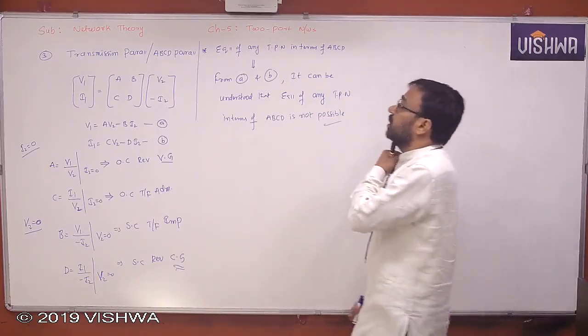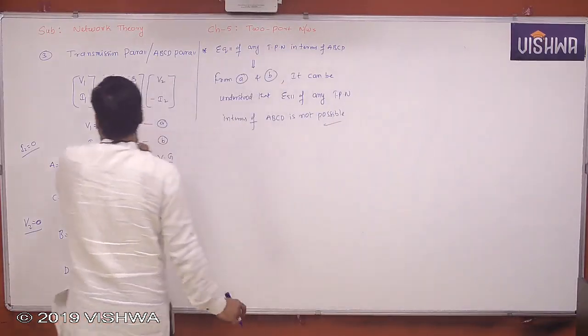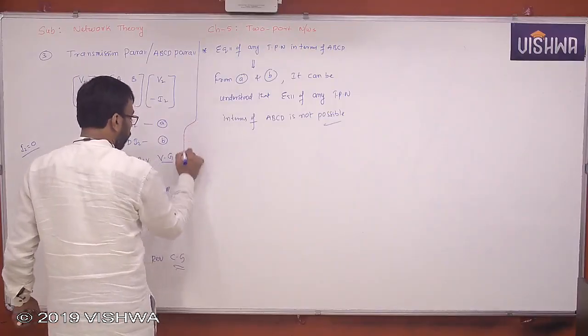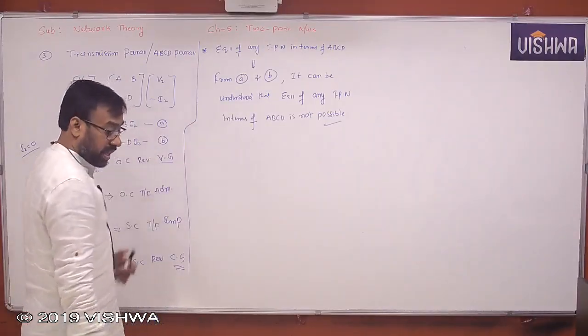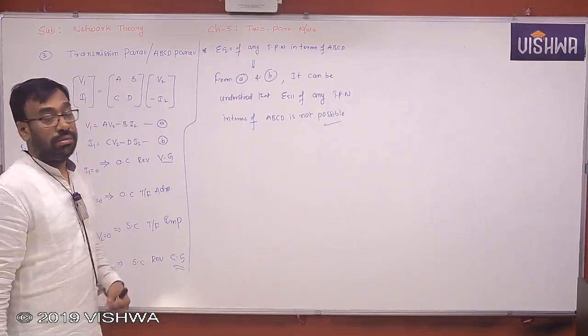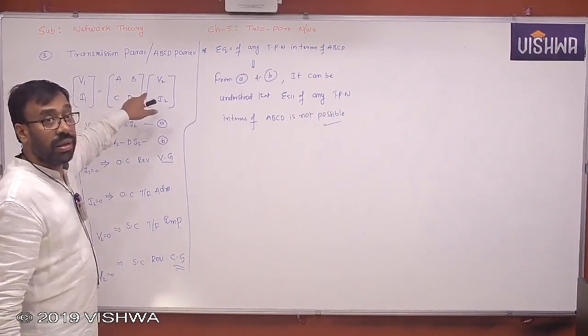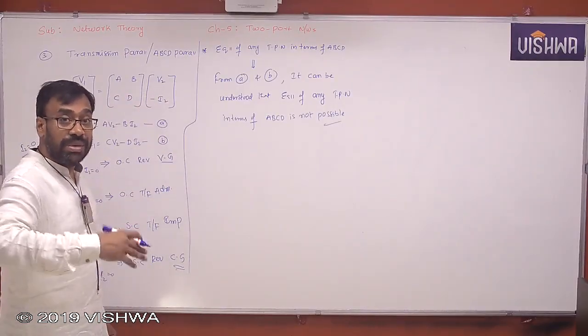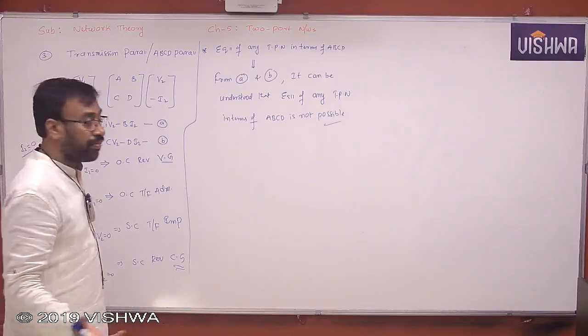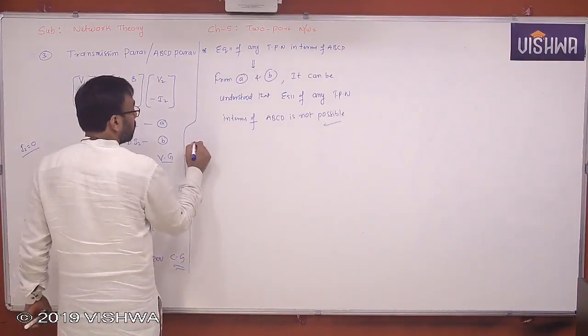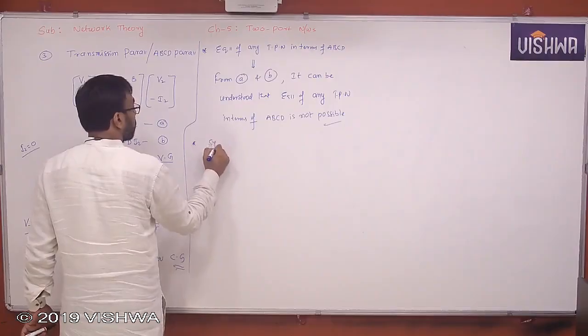Now, what about condition for symmetry and reciprocity? You know the condition for symmetry and reciprocity in terms of Z parameters, but you want now in terms of ABCD. That means you have to express ABCD in terms of Z parameters. Okay. So symmetry and reciprocity.